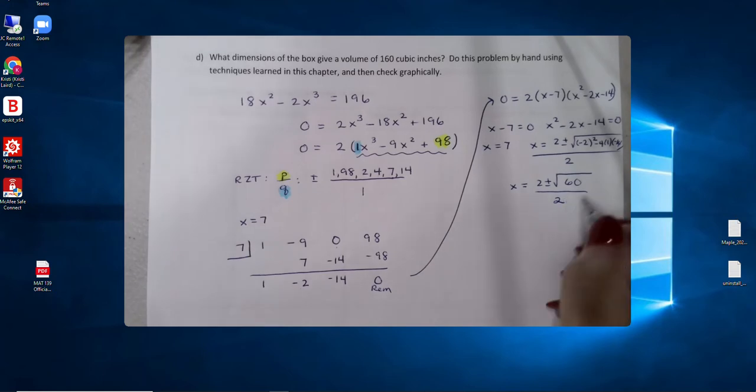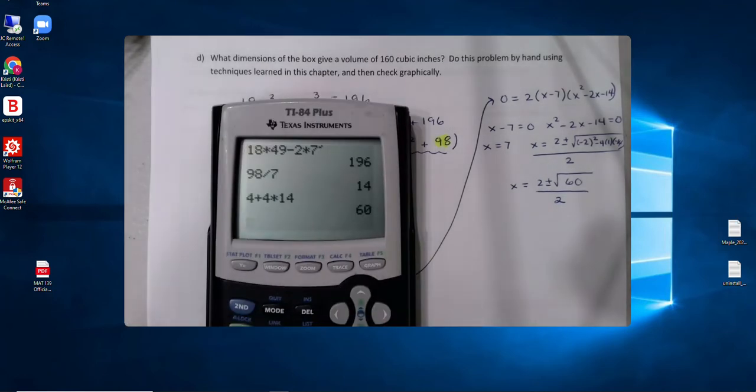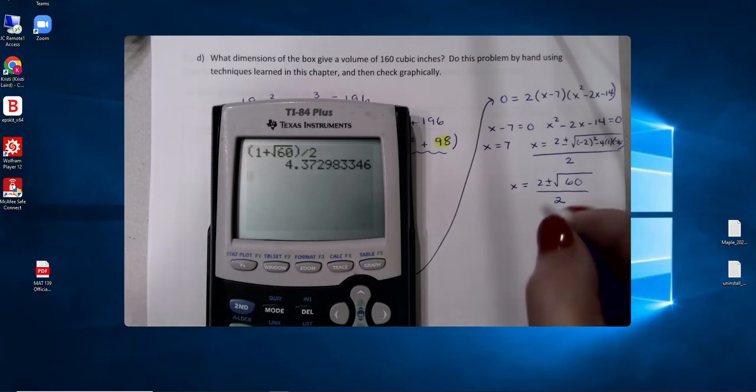And I certainly could simplify this if I wanted to, but in a real world problem like this, we're probably going to want to give the answer as approximate decimals anyway. Not real meaningful to say the box is, 3 plus the square root of 5 units long. So I think this time, instead of simplifying that, I'm just going to go ahead and put that into my calculator. So I would have 2 plus the square root of 60 divided by 2. So about 4.37.